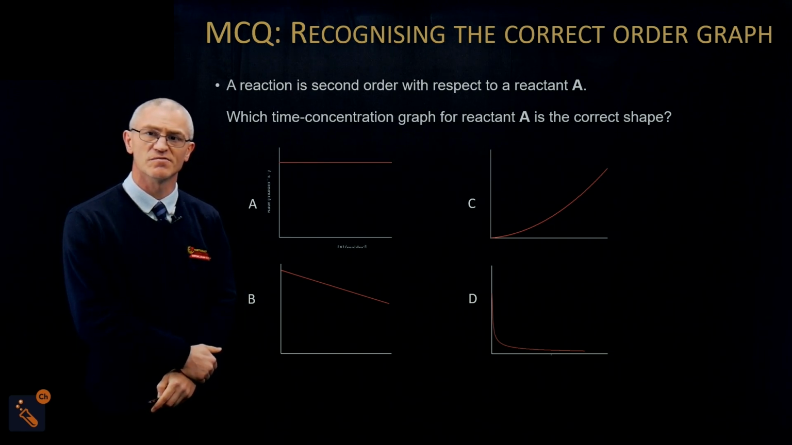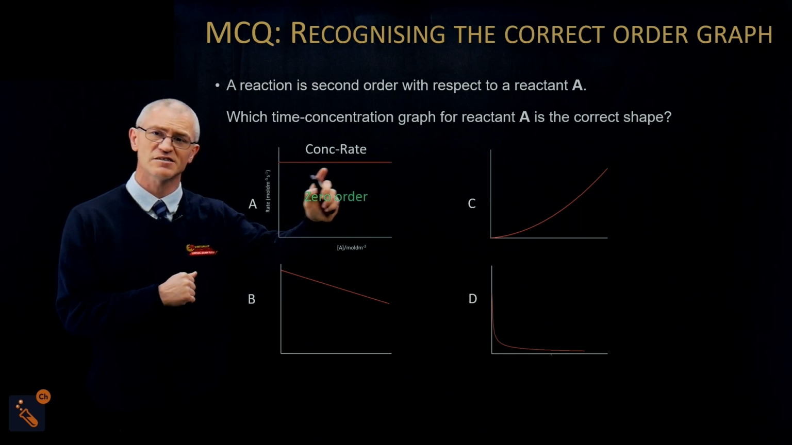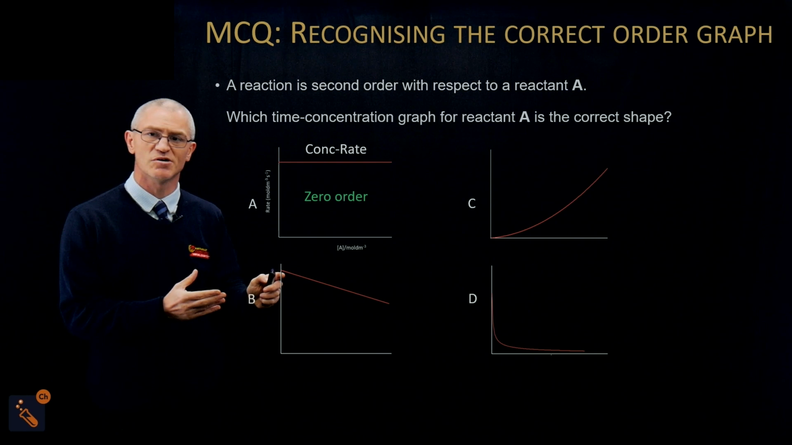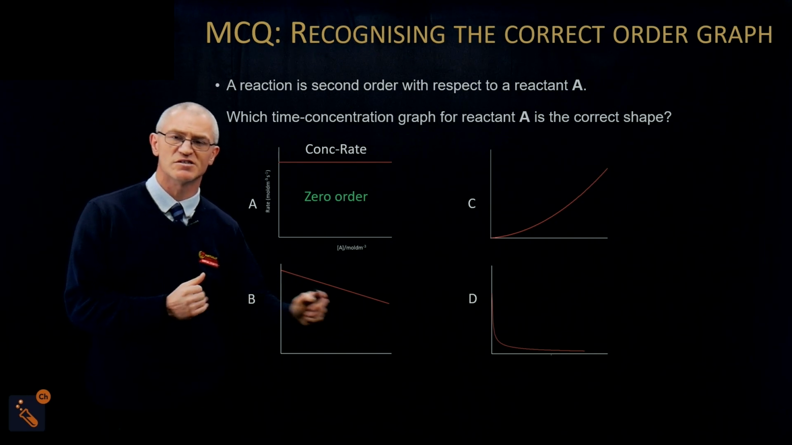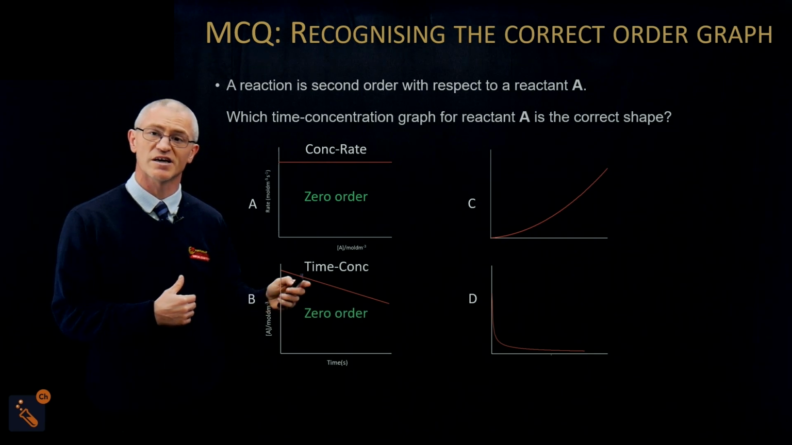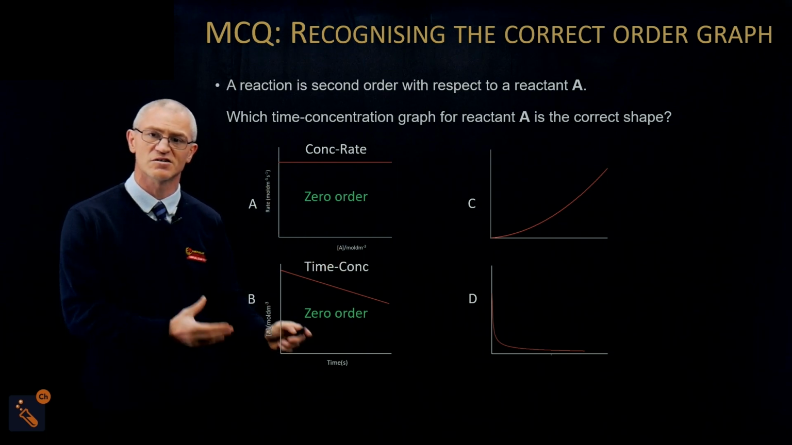So if we look at the first one, it is zero order, because if you look at it, it's classic for the concentration increasing and the rate stays the same. We then go to the next one, and we can see we've got this decreasing line. Hopefully you remember that is also a zero order reactant, but it's a time concentration, whereas this one is a concentration rate. Okay, so this is a time concentration.